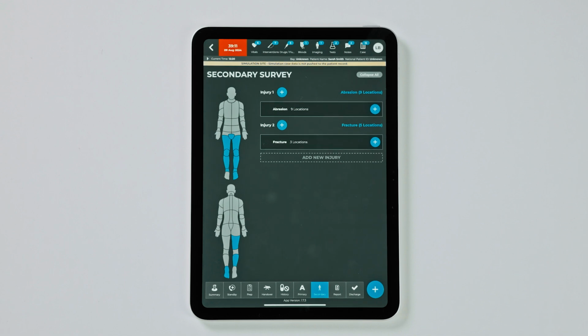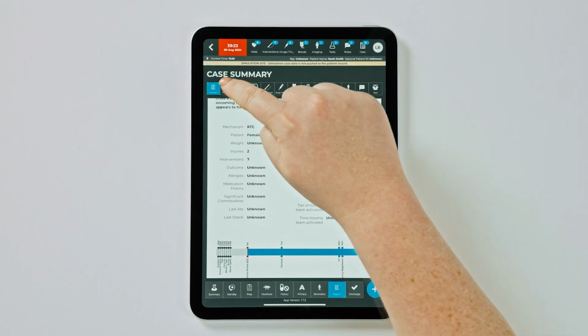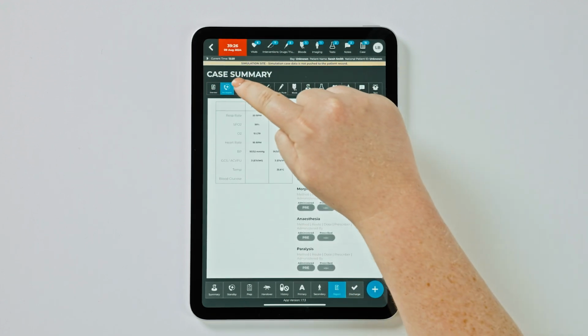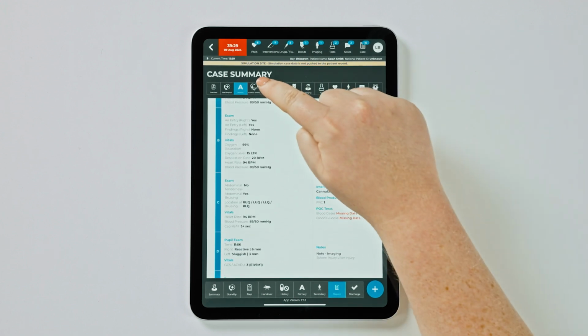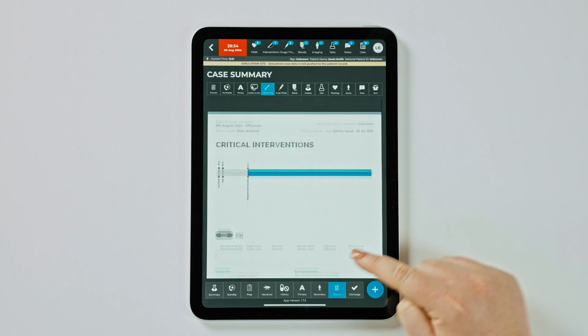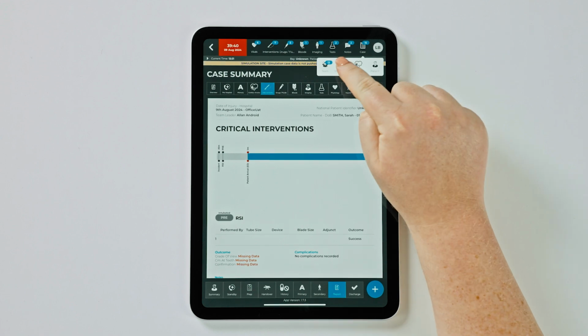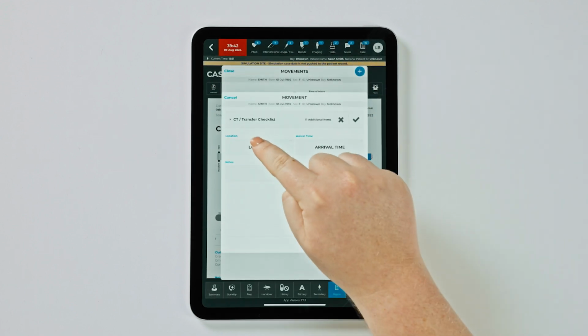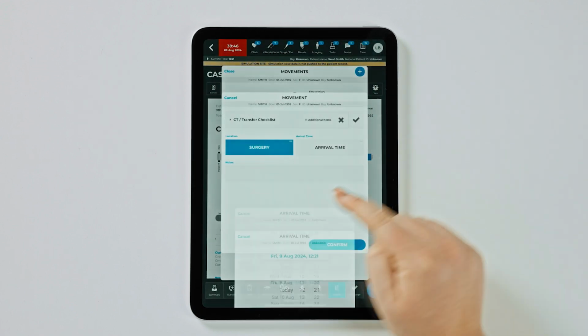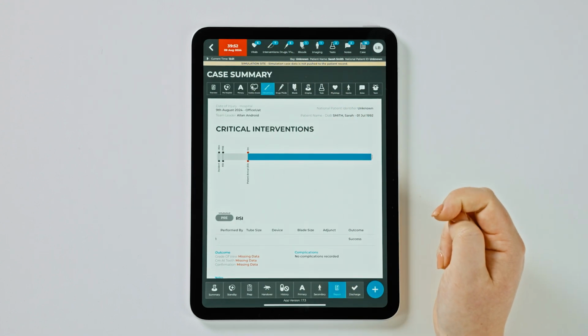With this in mind, the team prepare Sarah's admission, and the trauma team leader begins to review Sarah's report, ensuring that all the information has been captured correctly from pre-hospital through to the primary survey and any interventions. Sarah is then moved to theatre, and this is captured within the movement screen. And the trauma team leader hands over the case to the theatre team.